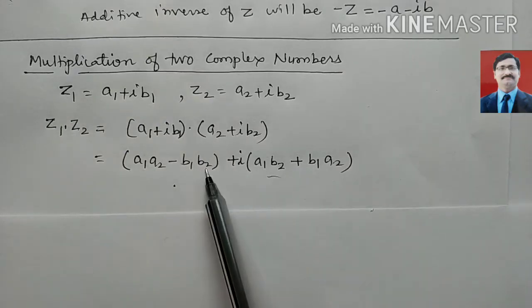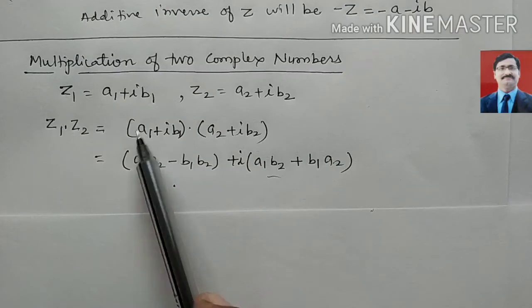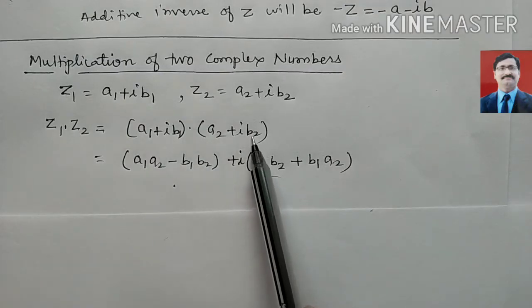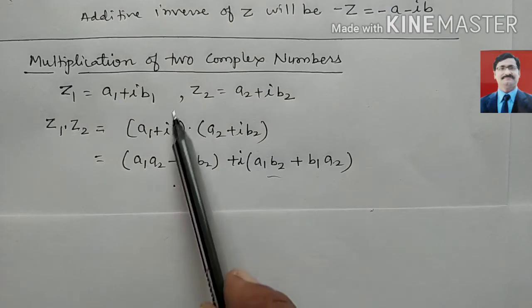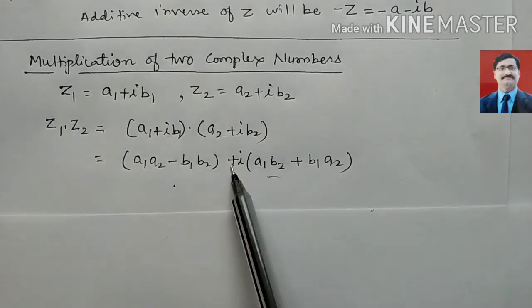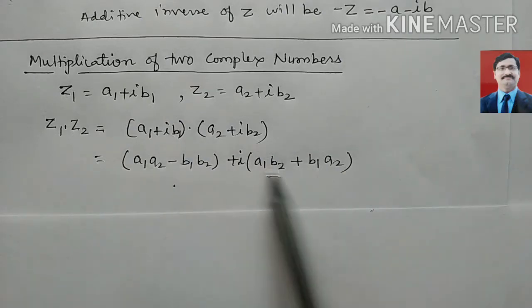So you have here simple, the real part will be. Now in the imaginary part, iota you take common, means you multiply a1 and b2, and the second time, iota you take common, and you multiply b1 and a2. Do all of you understand this method? Look here, when we take an example, then you will understand more.